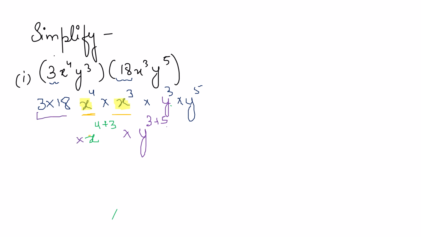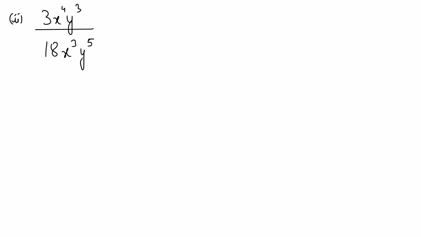And 18 and 3 will get multiplied. So what is 18 times 3? 18 times 3 is 54, right? So you get 54. So make an equal to sign. You get 54 x to the power 7 y to the power 8. And that will be your answer. Right? Is this thing clear? The next one.